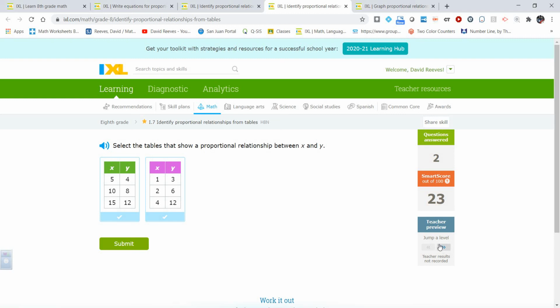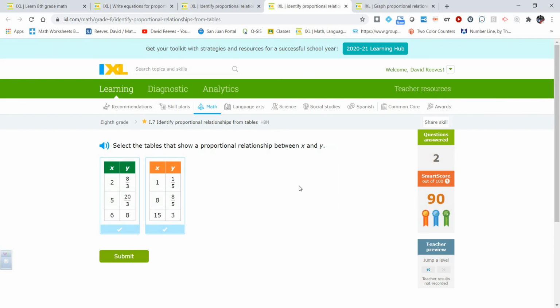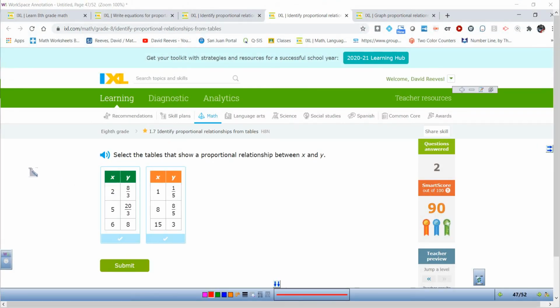All right, let's skip up to a more difficult type of problem, maybe all the way in the challenge zone. Oh, fractions. Here we go. So this first one is 8/3 divided by 2. Well, that's going to be 8/3 times 1/2, right? Which is going to be 8/6, which is going to simplify to 4/3. So our first one was 4/3.